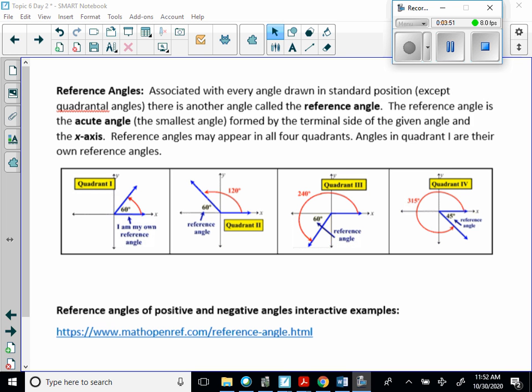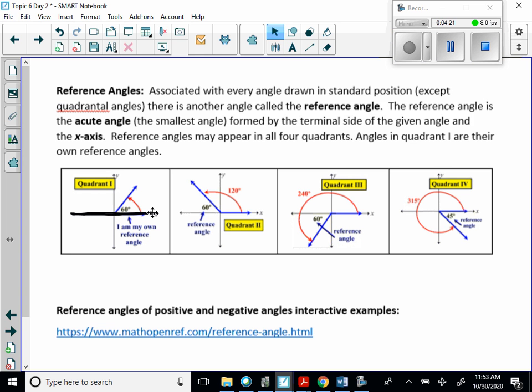called the reference angle. The reference angle is the acute angle, the smallest angle formed by the terminal side of the given angle and the x-axis. Let's say that again. The reference angle is the acute angle, which is the smallest angle, formed by the terminal side of the given angle and the x-axis. So it's very important we understand that. This x-axis here is what we're always referring to. Keep that in mind.